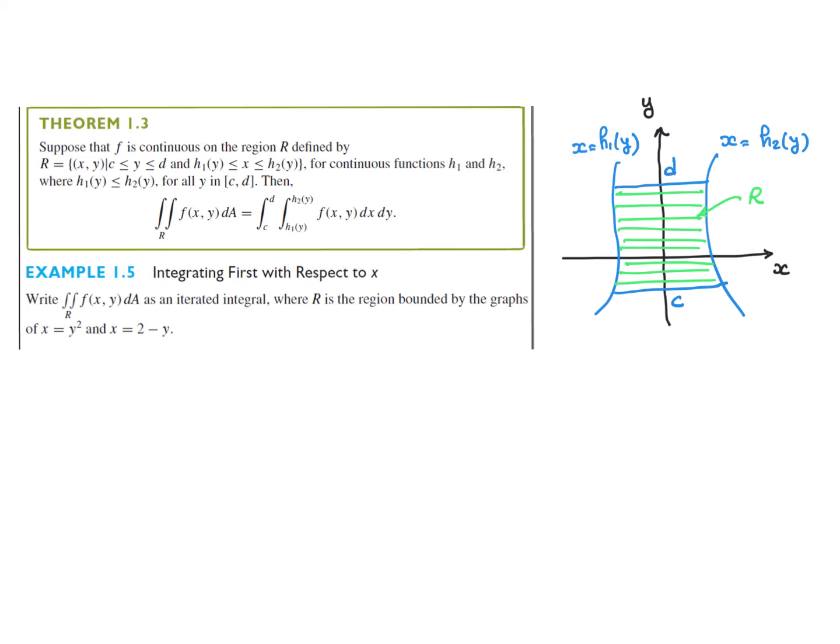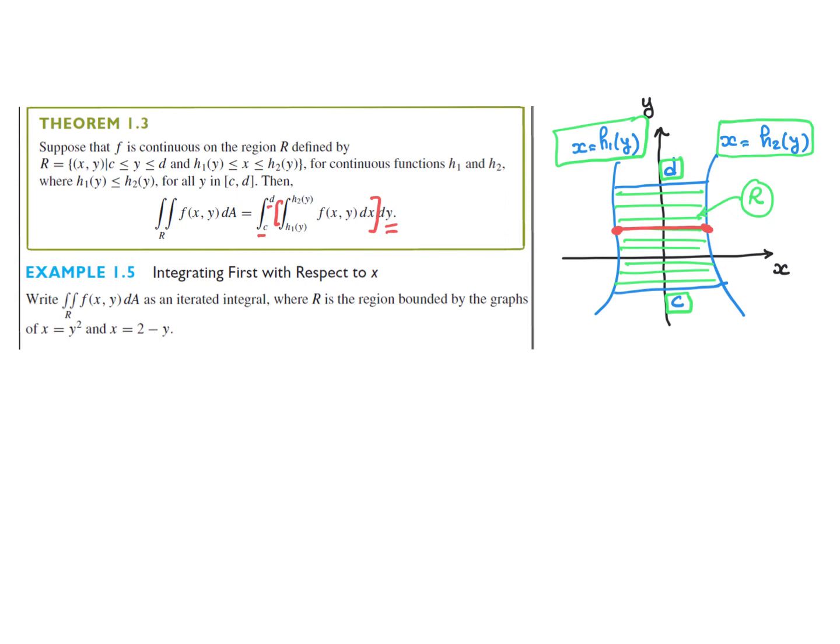So a third situation with the region R, this time between two curves. On the left side, x equal h1 of y, and on the right side, x equal h2 of y, and then y from C to D, like this. In this case, we first need to integrate with respect to x from this curve to this one, and then we integrate the result with respect to y from C to D.